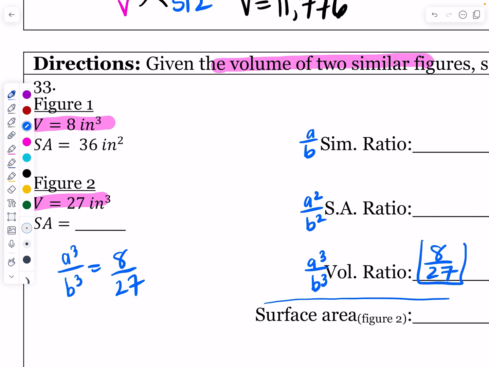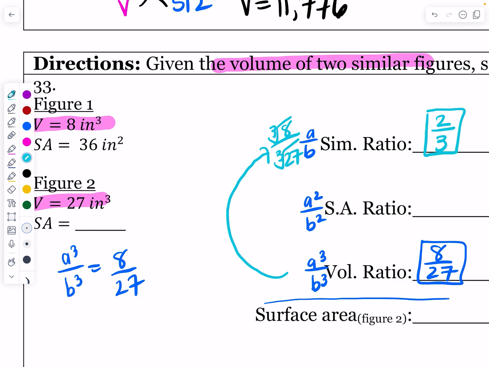Okay, so if that's my A cubed over B cubed, how do we use that to go back to A over B? Well, to go from something that is cubed to something that is not, we're going to take the cube root. So the cube root of 8 over the cube root of 27. The cube root of 8 is 2. The cube root of 27 is 3. So that is going to be 2/3. So 2/3 is my similarity ratio.